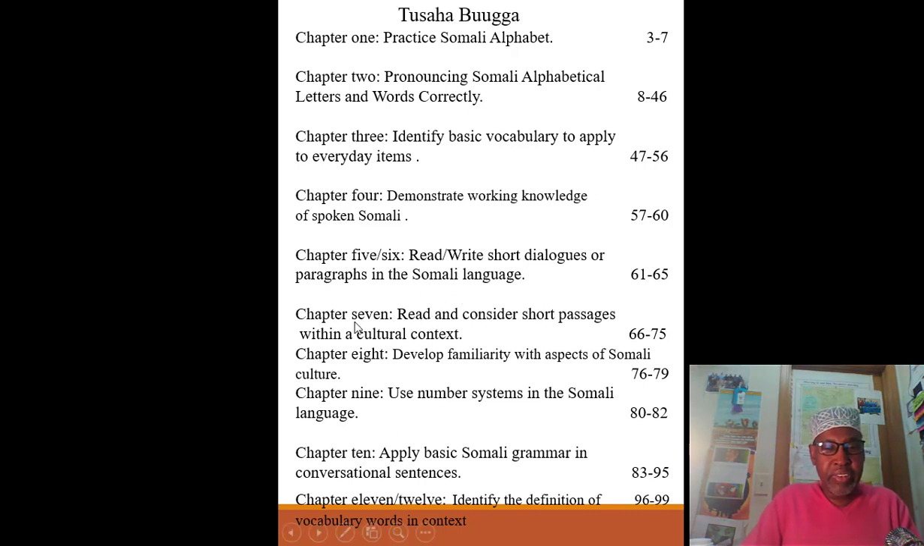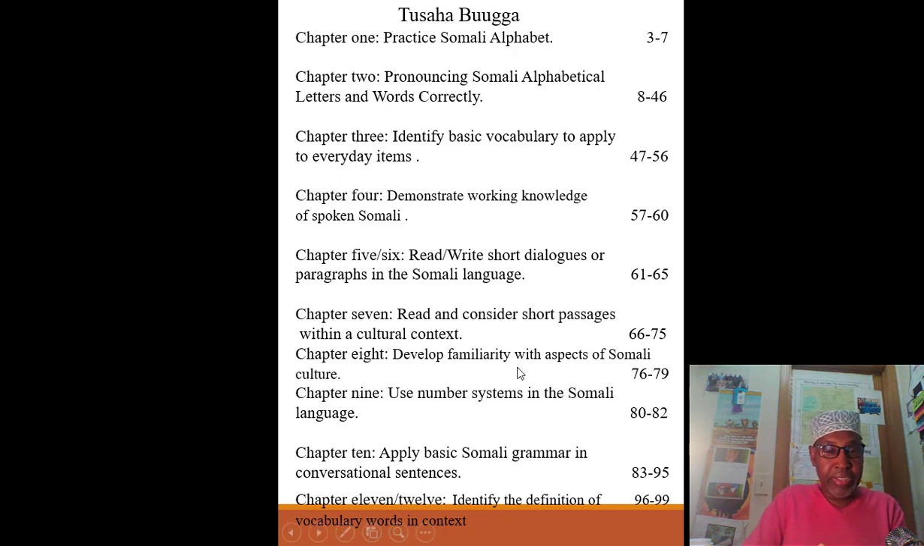In chapter 7, you will read Somali traditional stories, like we say, fox and lion, like fox and turtles, okay, something like that. So this chapter is based on Somali traditional stories, and that would be good.